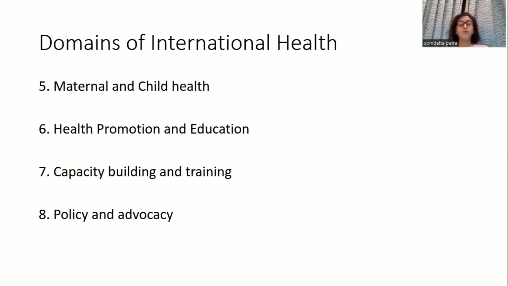The sixth domain is health promotion and education by developing and disseminating resources, and by fostering community mobilization and community engagement. The seventh domain is capacity building and training among healthcare workers and healthcare professionals. It also gives a very good platform both at national and international level for policy development, resource mobilization, and prioritization of health issues.